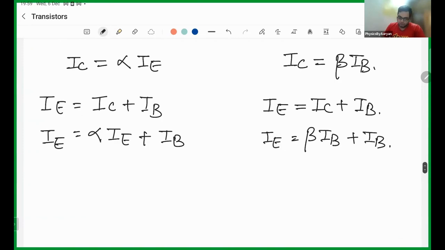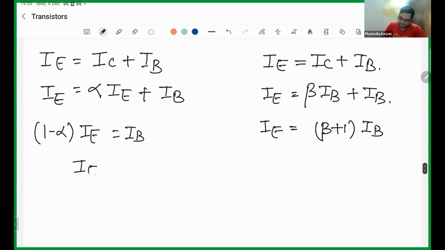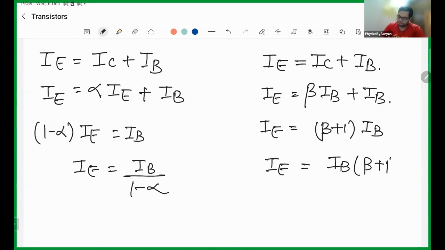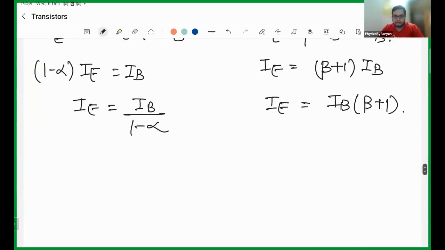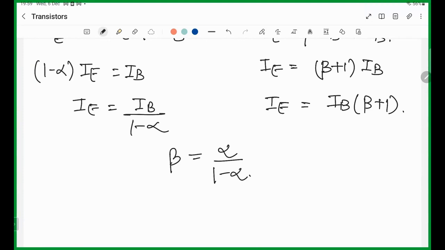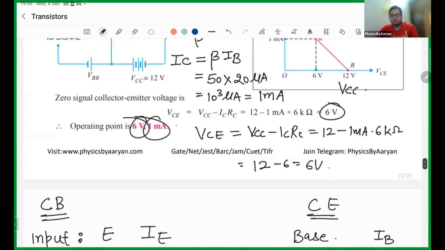So then what can I do? I can bring this up here. 1 minus alpha IE equals IB. And IE will be beta plus 1 times IB. So IE in this case will be IB by 1 minus alpha, and in this case IB into beta plus 1. Can anyone tell me the relation between beta and alpha? Beta equals alpha by 1 minus alpha. That's it. These are the formulas that you have to keep in mind. If you know these formulas, you can solve the problems of transistors.